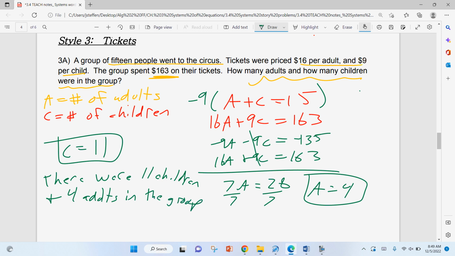And honestly, me putting in the group is a little extra. If you just said there were 11 children and 4 adults, I can live with that. Again, if you're ever wondering what to write down for your sentence or description, look at what they ask you. How many adults, how many children were there? There were 11 adults, 4 children. You're just literally answering directly what they ask you.